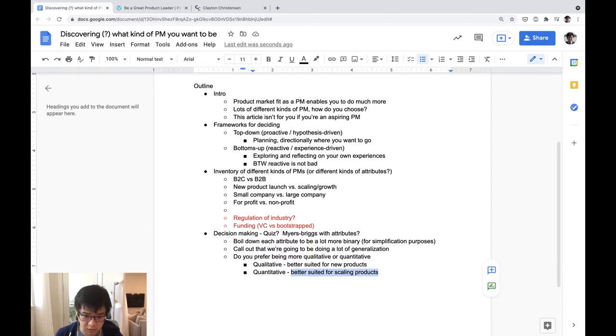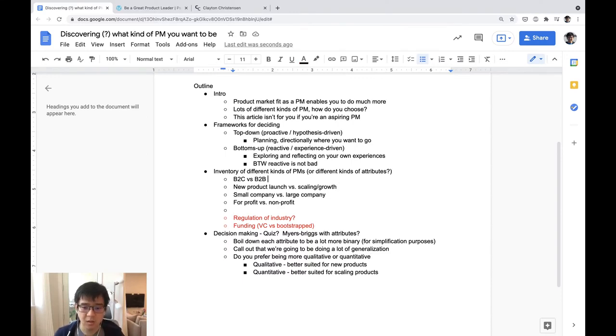And then it's also not true that if you're doing a scaling product that you're never qualitative, right? You still should interview users to really understand what are their pains, because that then unlocks different A/B tests that you can do, or unlocks different ways in which you can redo your onboarding flow to scale your product better. And so one of the things I need to be careful about when I am positioning this is just making it clear that I'm very much overgeneralizing, and that you will always need a mix of all of these different attributes as you're going.